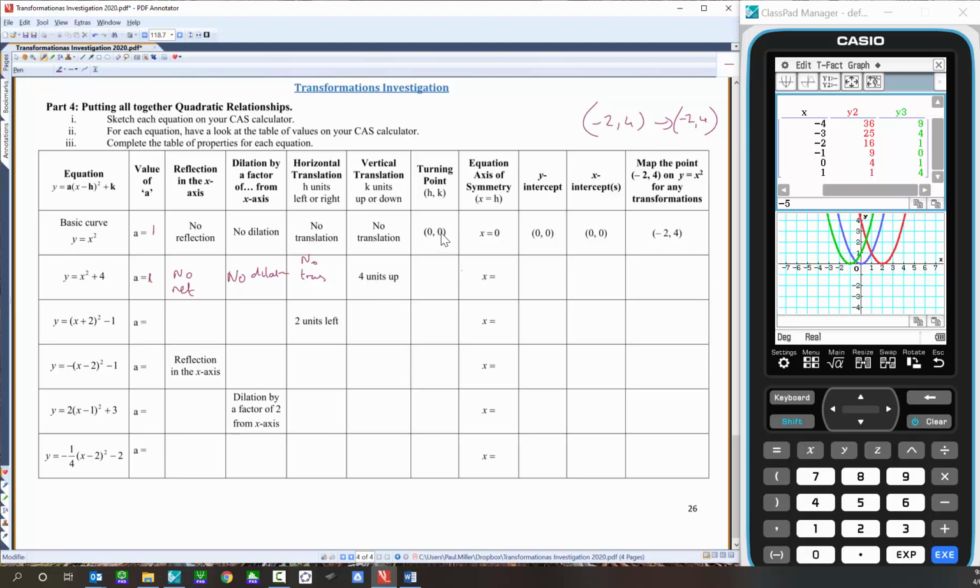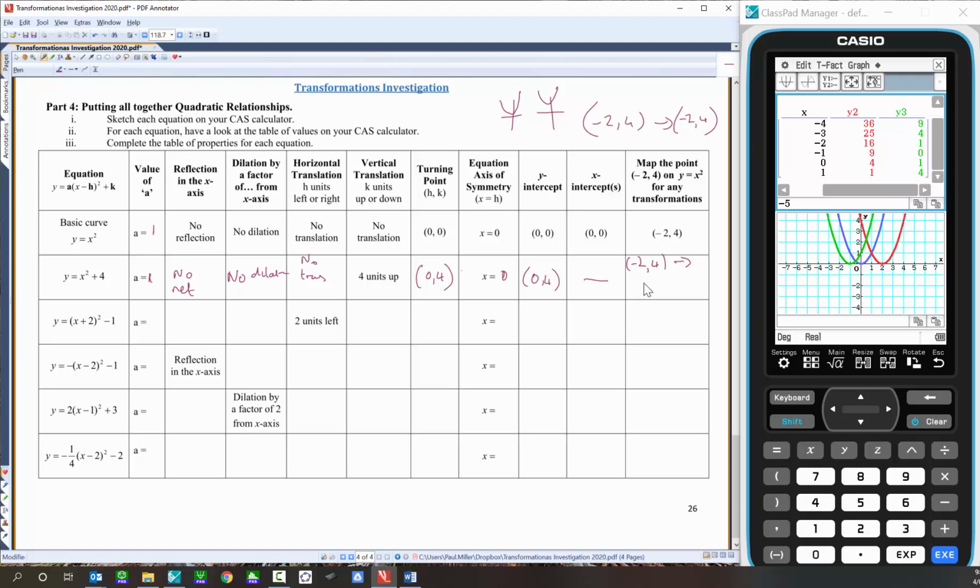If the turning point originally is 0, 0, that point will move 4 units up as well. So it'll be 0, 4 will be its new turning point. The axis of symmetry, because it doesn't move left or right, will have an axis of symmetry at x equals 0. The y-intercept, okay, well the original y-intercept was at 0, 0, the origin, and it moves up. So it's going to be 0, 4. Doesn't have any x-intercepts because if that's my original parabola, y equals x squared, this one goes up 4 units, can't have any x-intercepts.